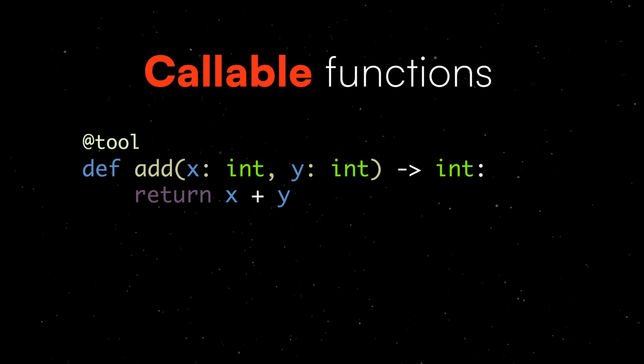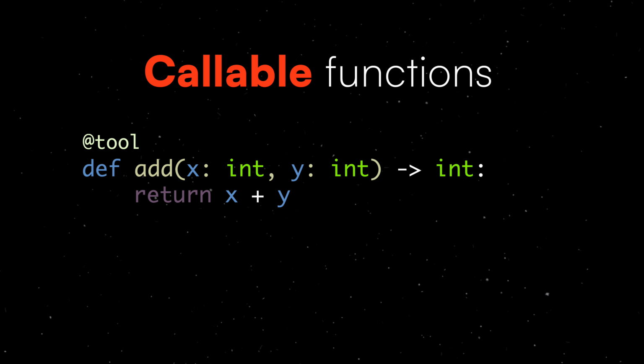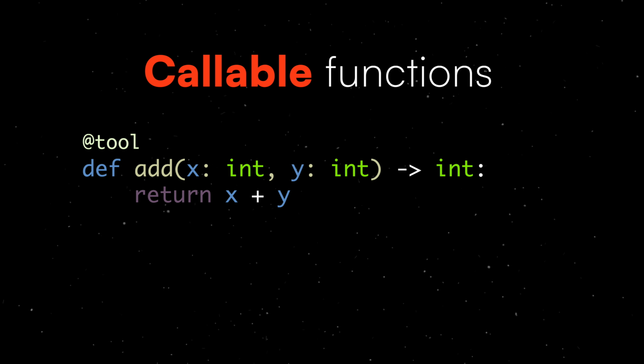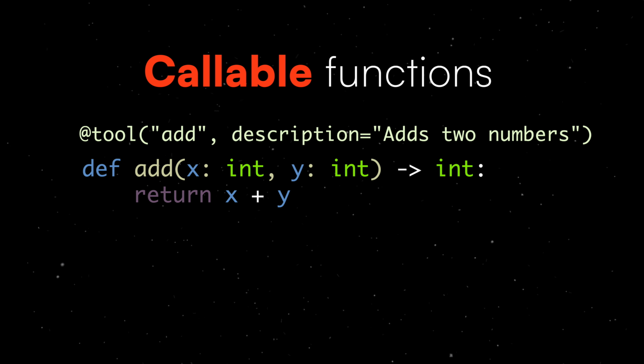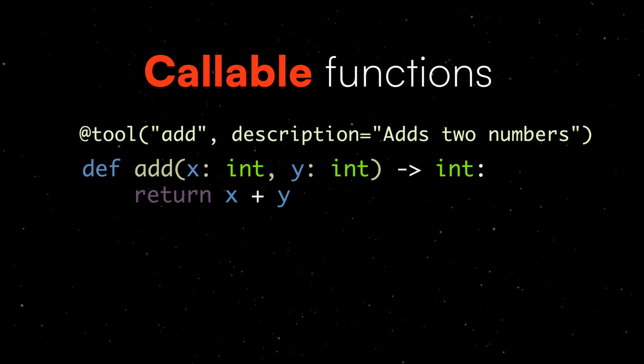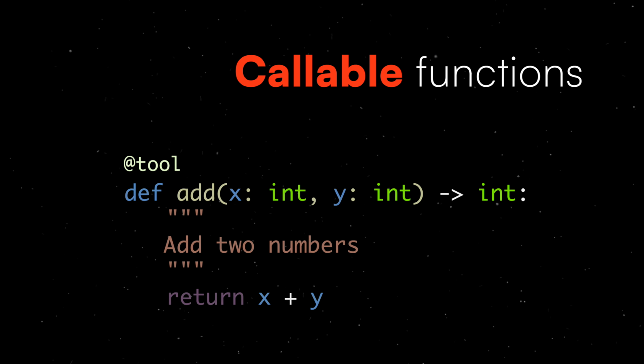LangChain gives us a simple way to define tools using a decorator, @tool. When we decorate a function, we are essentially telling the model, this is something that you can use when needed. We also provide a description, either explicitly or through a docstring, so the model can understand what this tool does.